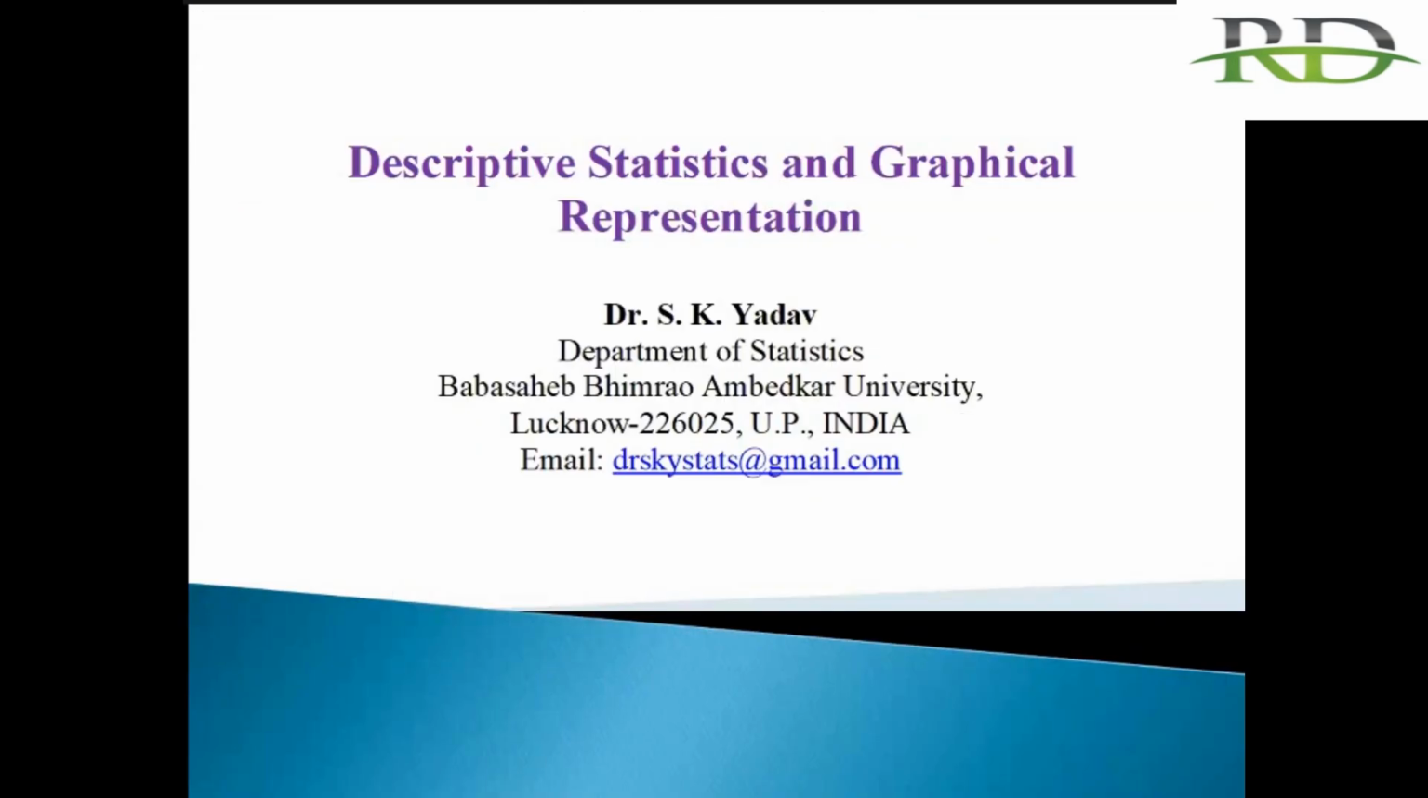What comes in descriptive statistics? Basically, there are four basic features of a distribution. One is measure of central tendency, another one is measure of dispersion, third one is a measure of skewness.